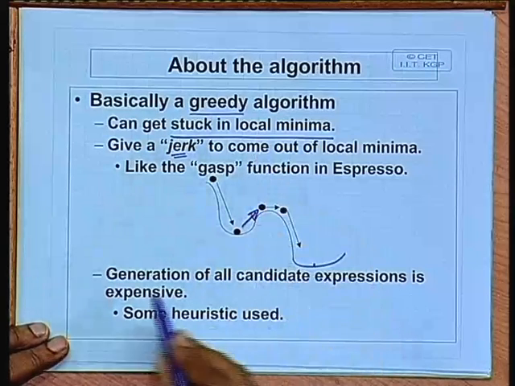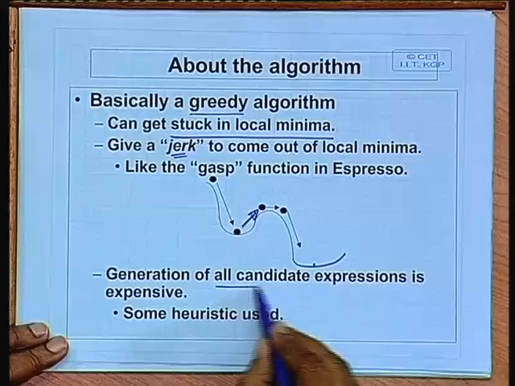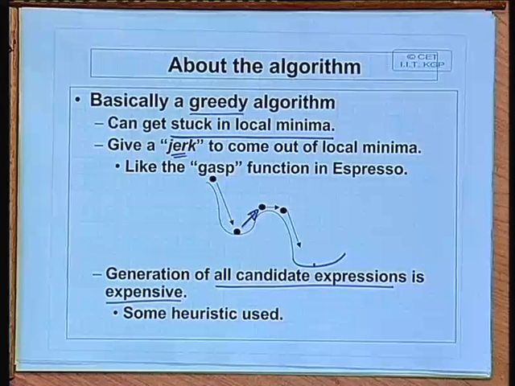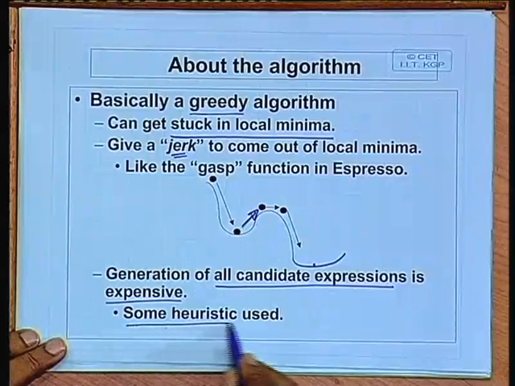And another thing is that generation of all candidate expressions is expensive. I have taken a very small example, but imagine if you have a very large number of equations with very large number of variables, generating all possible sub expressions which are common, that itself is an expensive process. So, some kind of heuristic must be used.